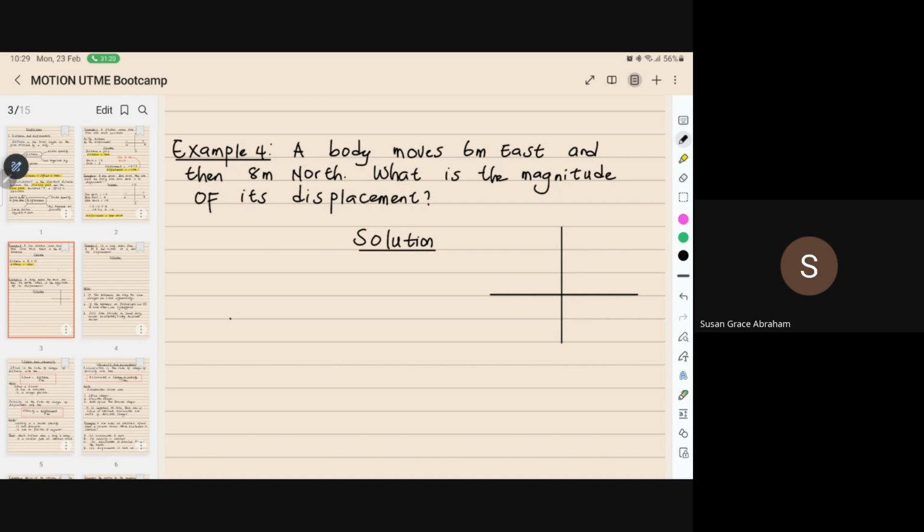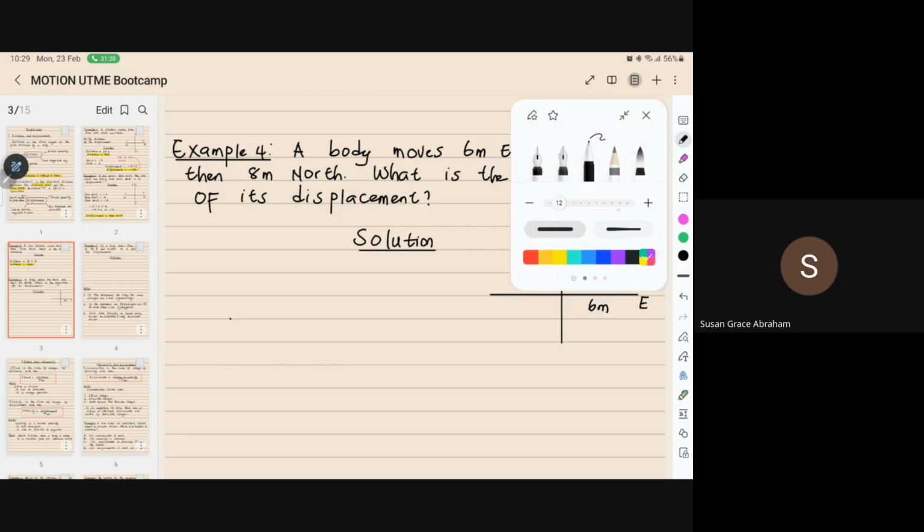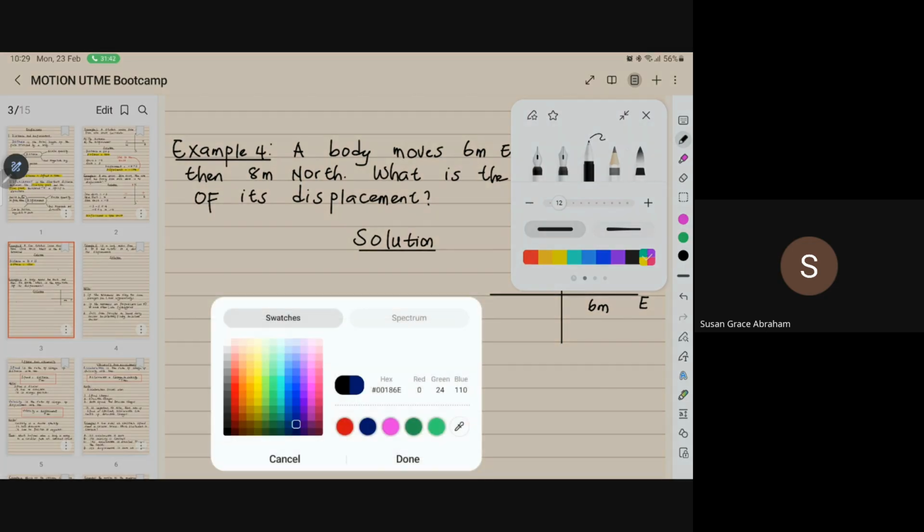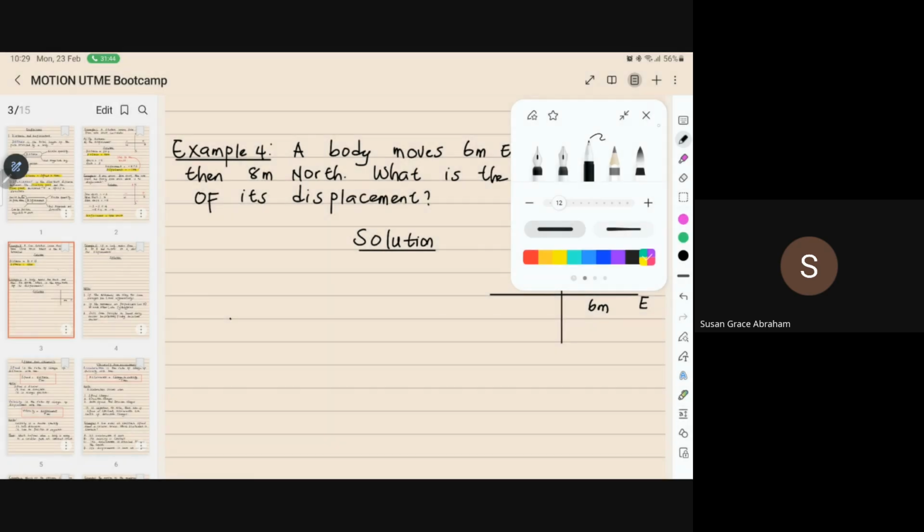A body moves 6 meters to the east and then 8 meters to the north. If you check, it's no longer traveling on a straight line. It moves to the north. First of all, it moves to the east. So this is east, and it traveled 6 meters to the east. And then the journey looks like he now moved along this side. So observe that very well.